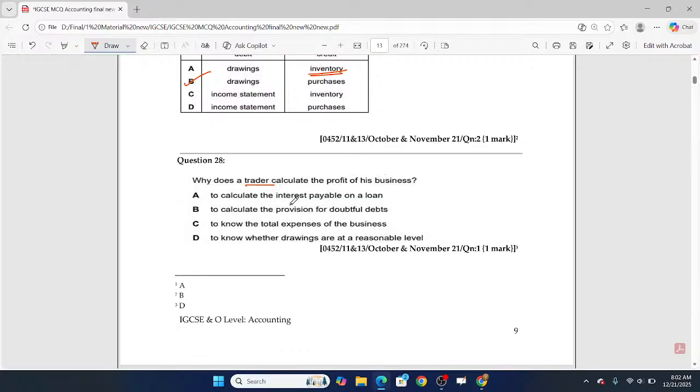Why? That's the intention. To calculate the interest payable on loan, no. To calculate the provisions for doubtful debts, no. To know the total expenses of the business, also no. To know whether drawings are reasonable. If the business is not making any profit, what's the use at all? What's the logic behind drawings? If the business gives you more profit, then it logically helps the owner to draw more for his personal purpose. So D may be the correct answer here. Clear?